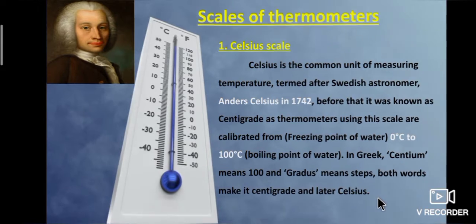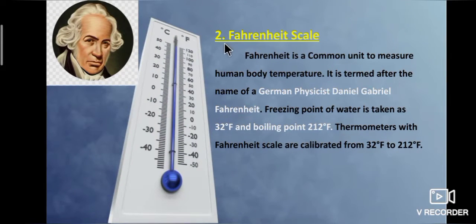Second one, Fahrenheit scale. It is introduced by German physicist Daniel Gabriel Fahrenheit. Fahrenheit is a common unit to measure human body temperature. It is named after the German physicist Daniel Gabriel Fahrenheit. Freezing point of water is taken as 32 degrees Fahrenheit and boiling point 212 degrees Fahrenheit.